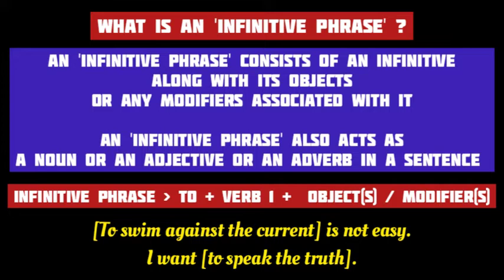Here in the first example on your screen, "to swim against the current" is an infinitive phrase consisting of the infinitive "to swim" and its modifier, the adverbial phrase "against the current." Then in the second example, the infinitive phrase is "to speak the truth," consisting of the infinitive "to speak" and its object, "the truth." Also bear in mind that just like an infinitive, a phrase also acts as a noun or an adjective or an adverb in a sentence.